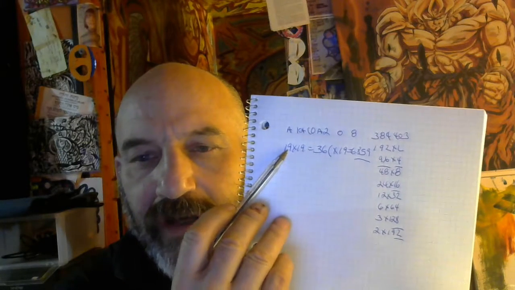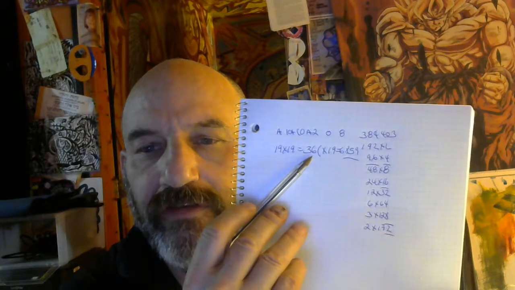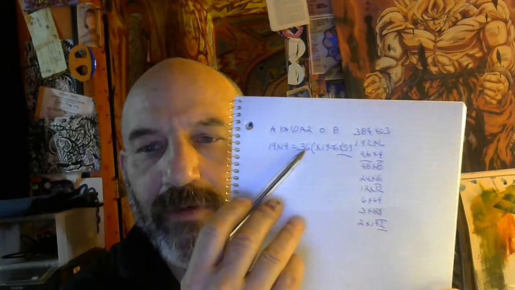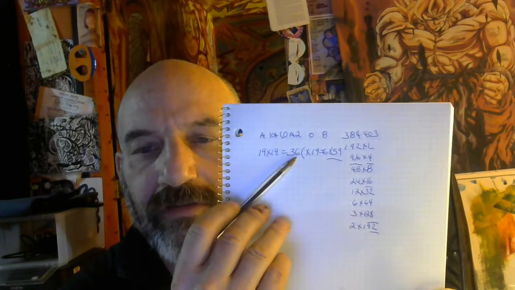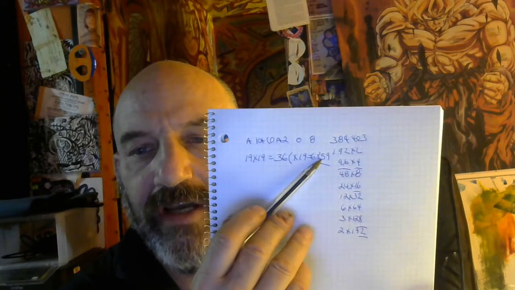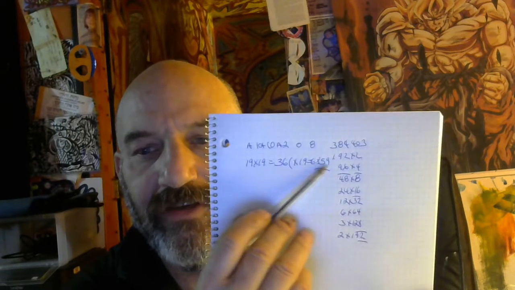19. 1 plus 9 is 10. 1 plus 9 is 10. 10 times 10 is 100 equals 36. 9 and 1 is 10, is 1. 1 times 1 is 1. 36 and 1 is all. Times 19 equals 6859. The difference is 85.